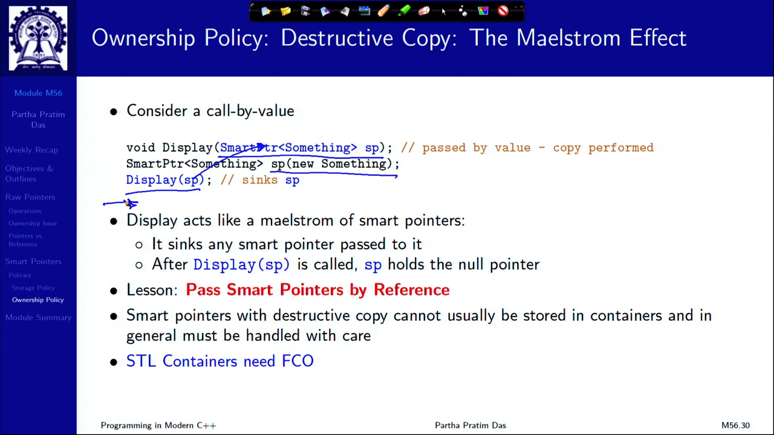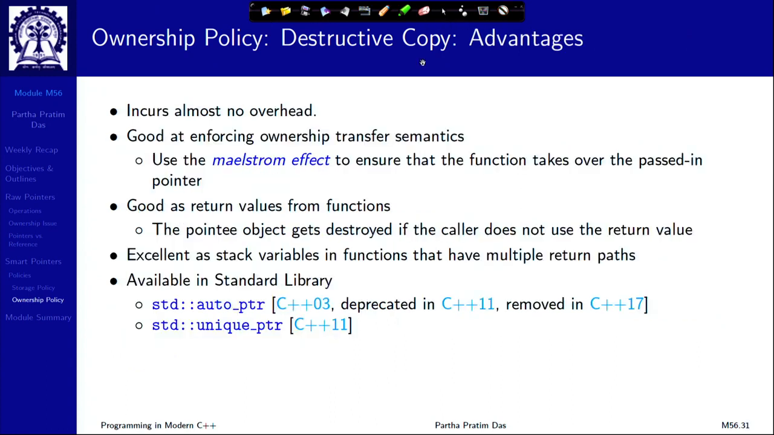So, whenever you do not want this to happen, you must pass the smart pointers by reference, right? And that is precisely what the STL containers need. The advantage is that it has almost no overhead, and it is good for enforcing transfer of ownership semantics. You can use the Maelstrom effect. Maelstrom is like a whirlpool which pulls something down, to ensure that the function takes over the passed in pointer if you want. It is particularly good as a return value from functions.